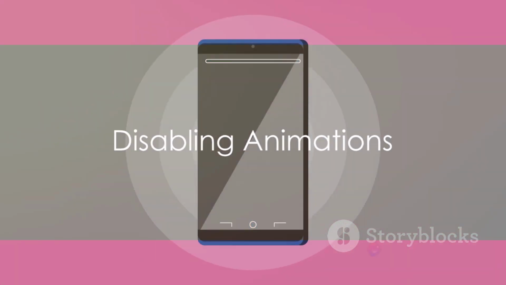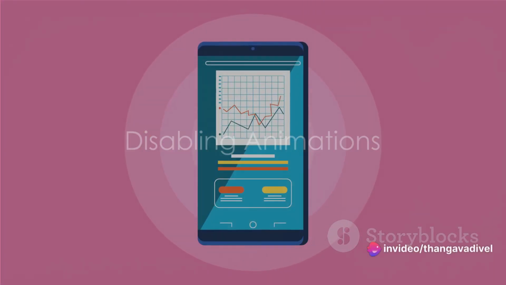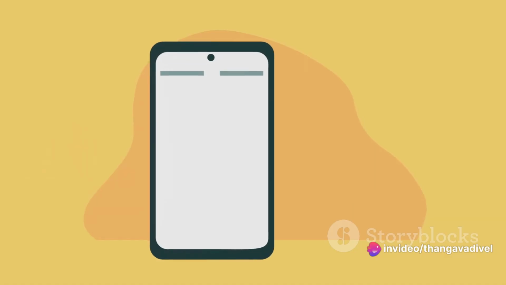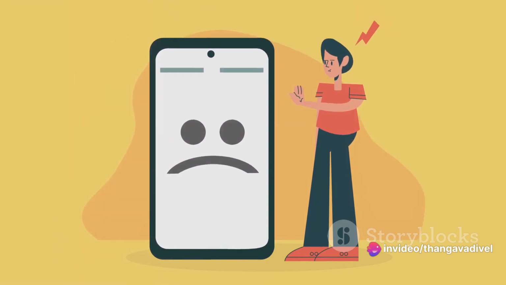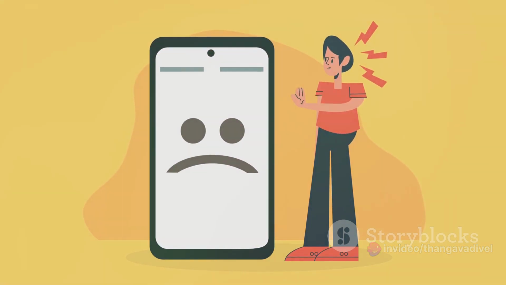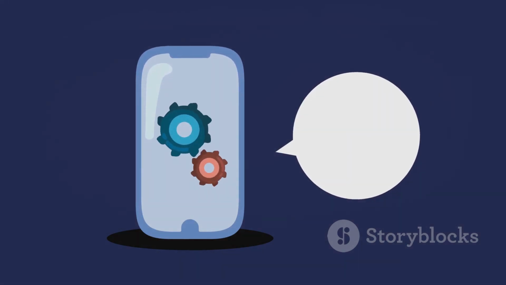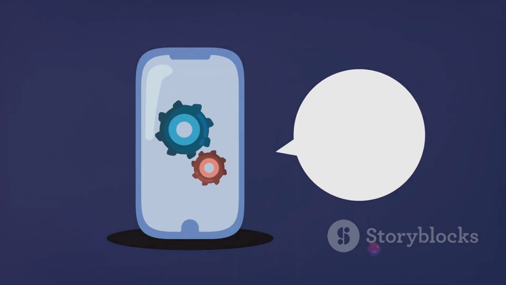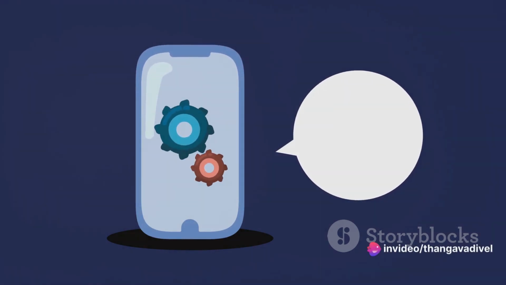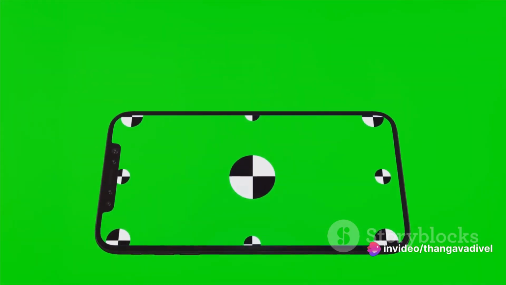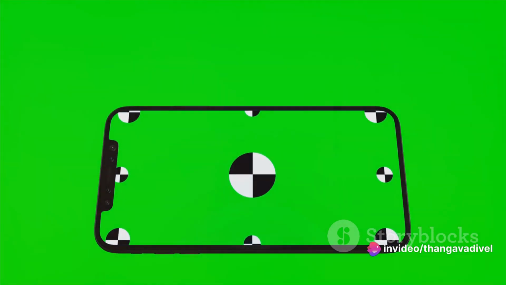Now let's optimize your device's performance by disabling animations. Go back to the settings menu and find the developer options or about phone option. Scroll down until you find the window animation scale, transition animation scale, and animator duration scale options. Set all of these options to animation off or 0.5x to reduce the animation effects on your device.